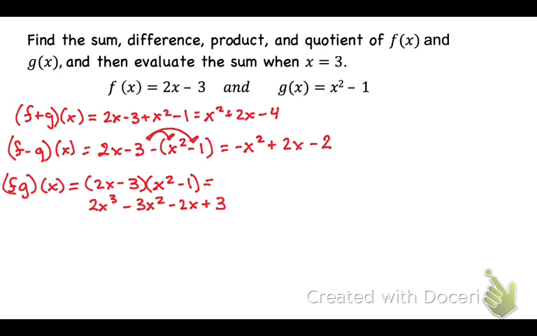and get 2x cubed minus 3x squared minus 2x plus 3? Alex, you get that? Okay. So now division is one people are like, oh, what do I do? Okay, you're just dividing it, yes? So you write F over G.